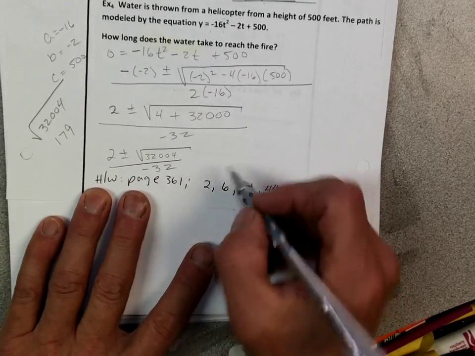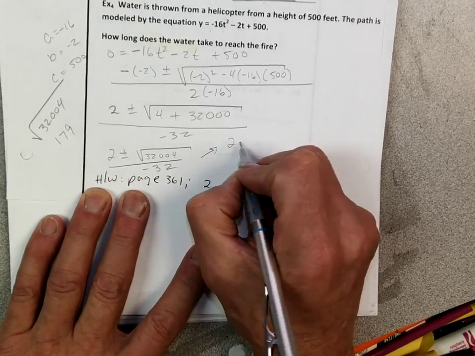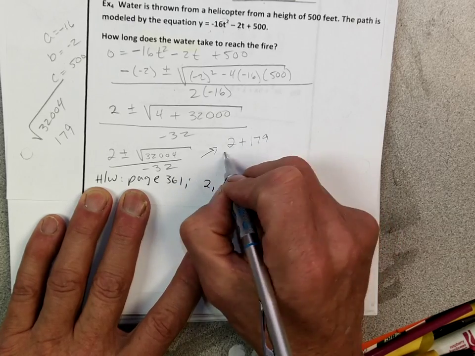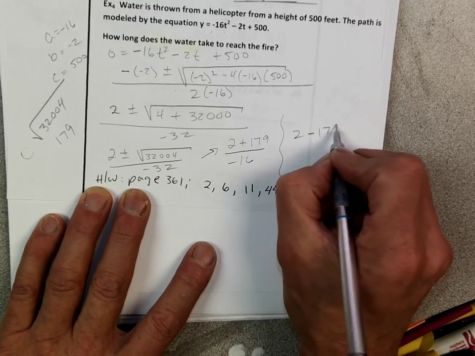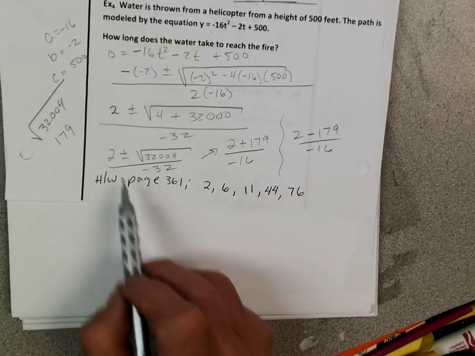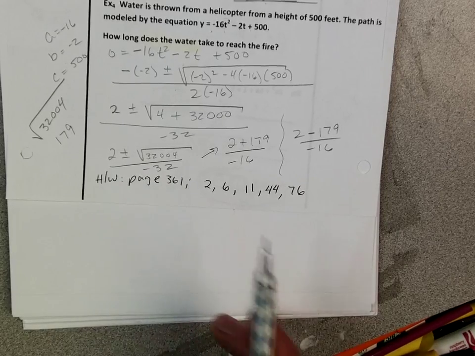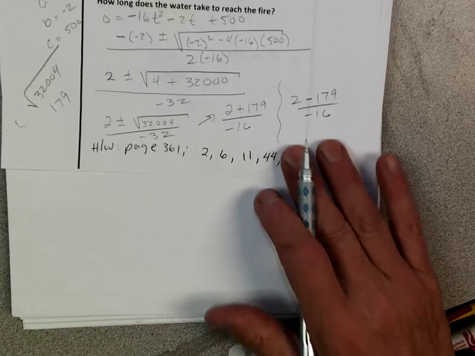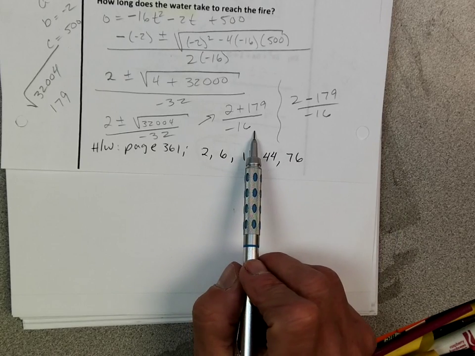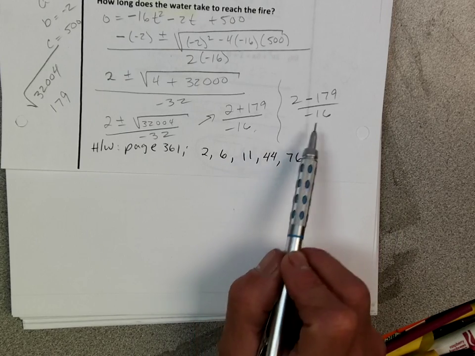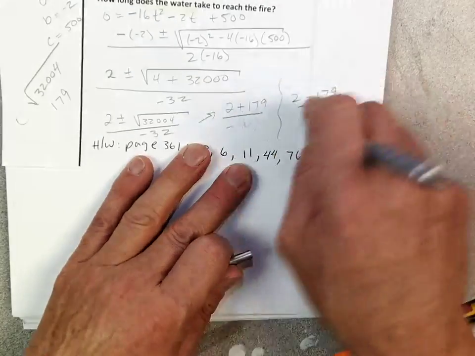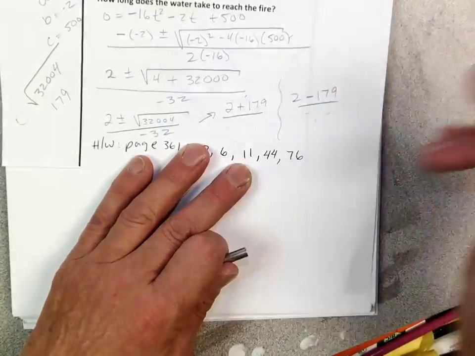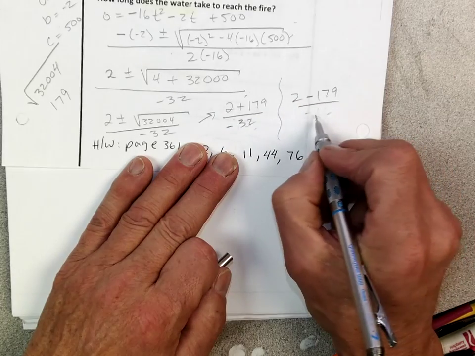So I'm going to have two answers. I'm going to have 2 plus 179 over negative 16, and 2 minus 179 over negative 16. I got the plus or minus, right? I'm just going to use my calculator and get two answers. This one's going to be negative, I'm going to throw that one away. This will be positive because you get the negative divided by the negative. Will, isn't it negative 32? Oh my goodness, thank you, Will. Yes, there's a mistake. I have to admit it on camera too. Negative 32, negative 32, yeah.